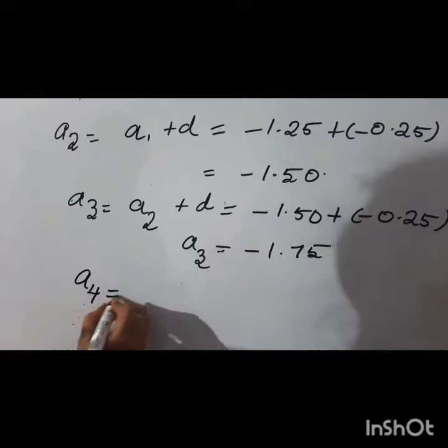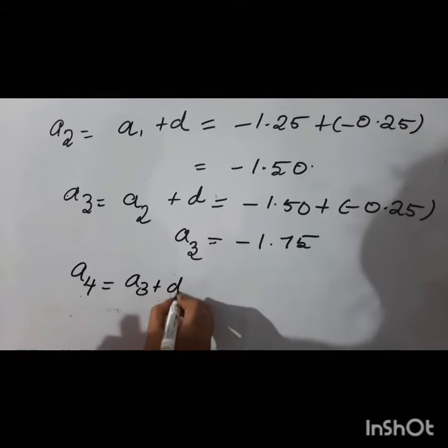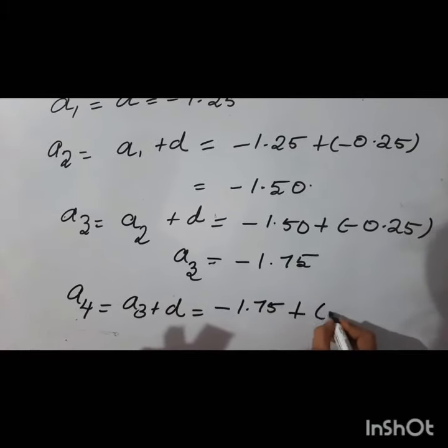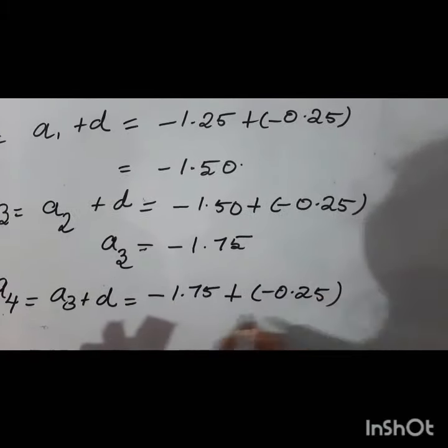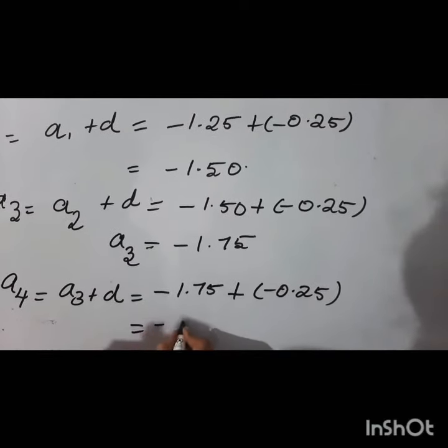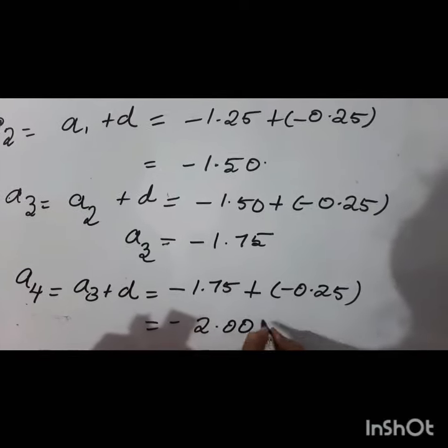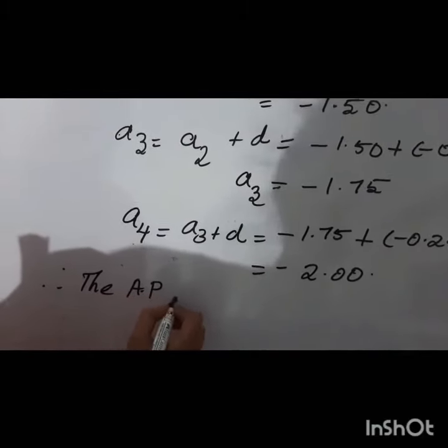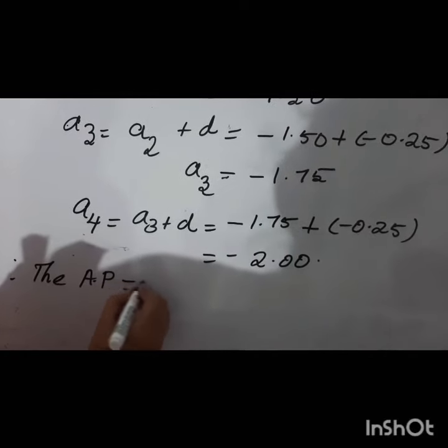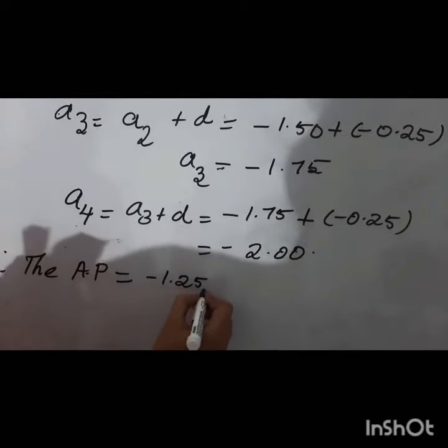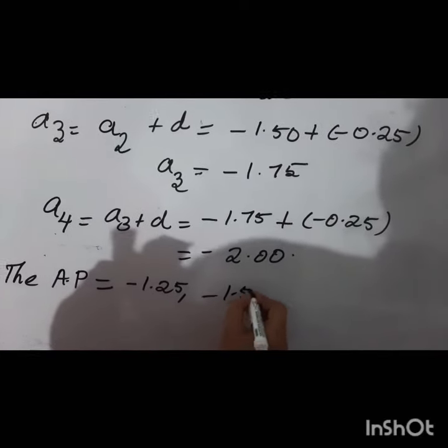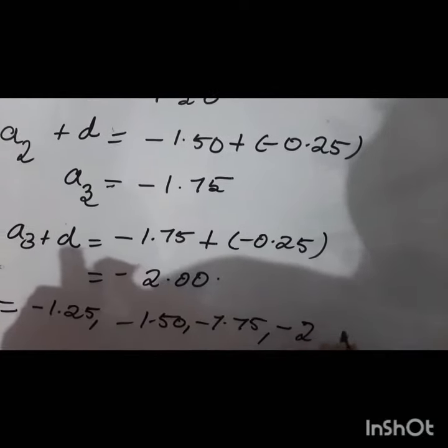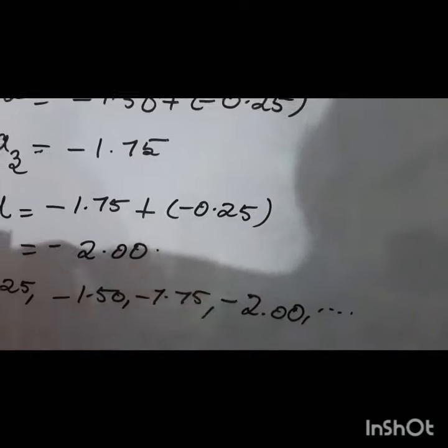What is your fourth term then? A3 plus D, which is equal to your third term minus 1.75 plus the common difference minus 0.25, which is equal to minus 2.00. So what is the AP you got here? What is your first term? Minus 1.25. What is your second term? Minus 1.50. The third term minus 1.75 and the fourth term minus 2.00.